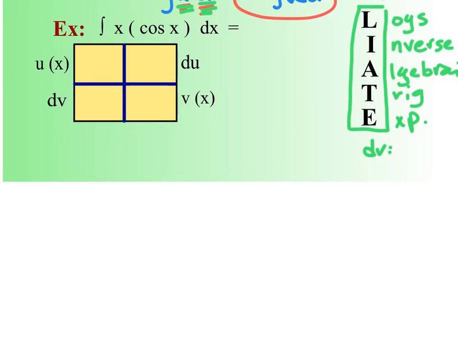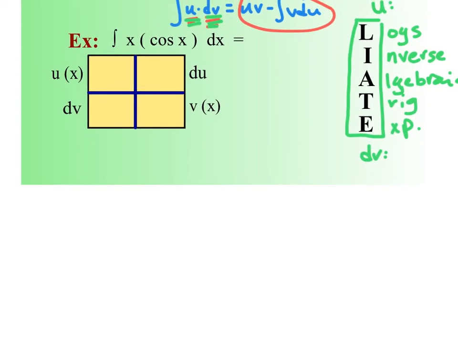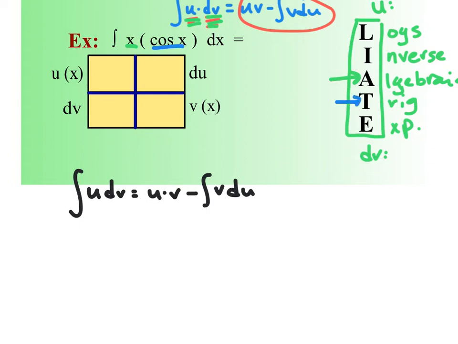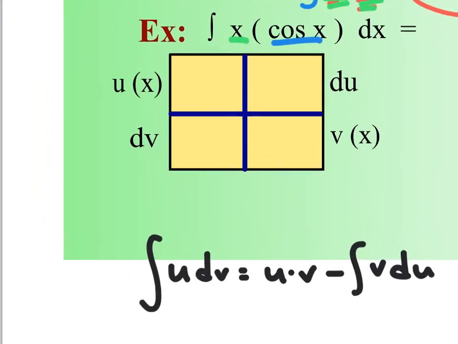So let's look at the example we've got here, and let's remember that the integral of u dv equals u times v minus the integral of v du. Okay, so let's come up with what we've got here. Okay, x. Where does x fit on our LIATE table? Well, it would be algebraic. Where does cosine fit? Well, it fits trig. Therefore, I'm going to call x my u. Okay, x is going to be u, and cosine is going to be my dv.